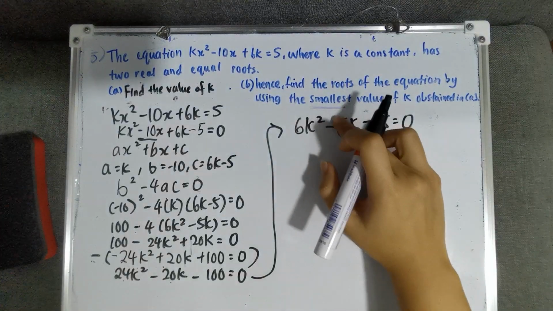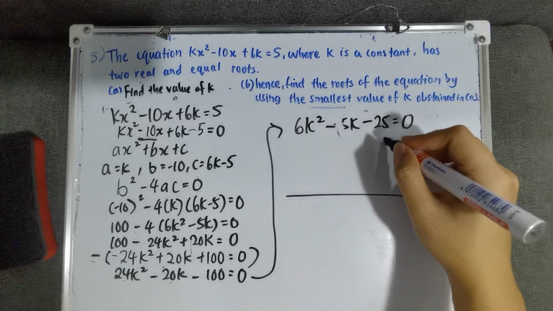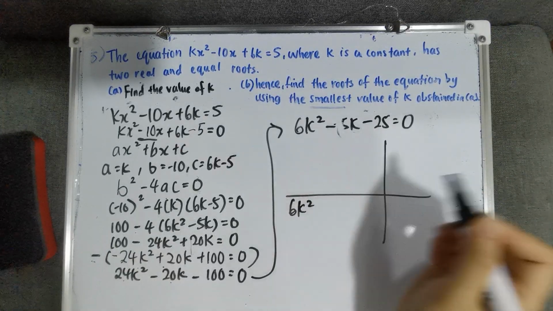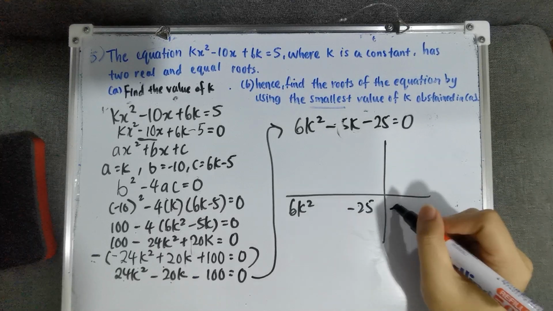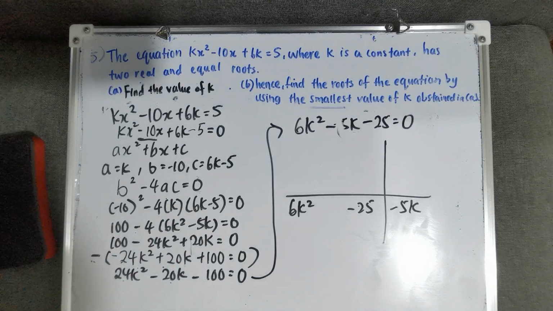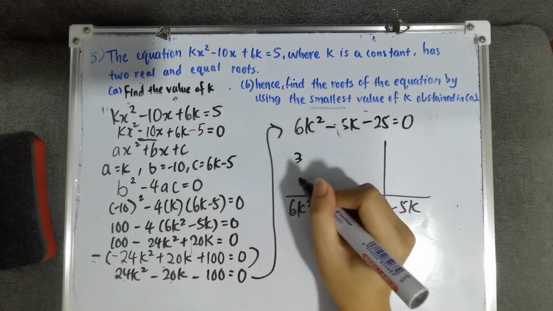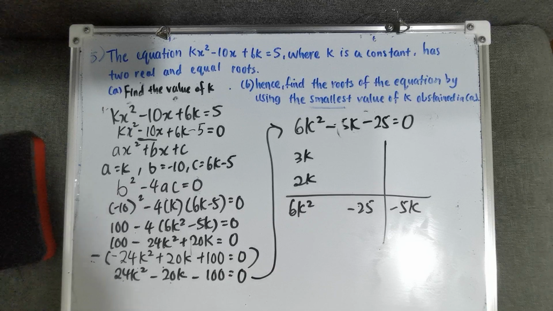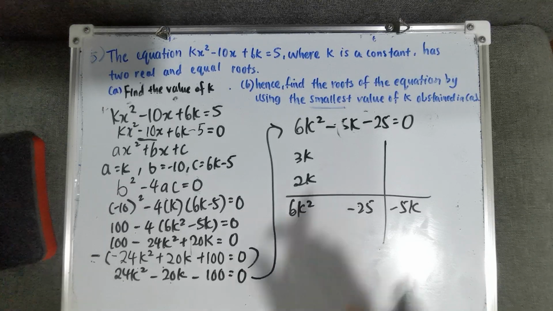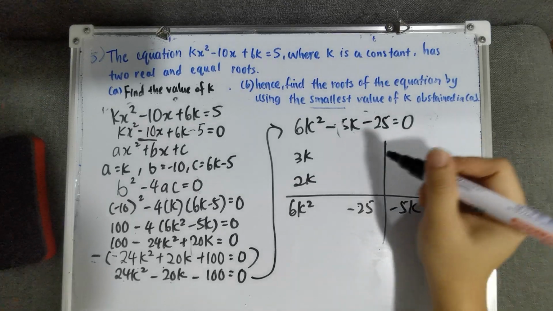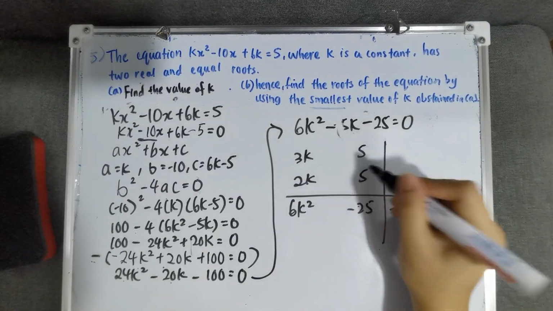Then after that, we have to use the cross method. We have to factorize. So 6k squared minus 5k minus 25. What number times what equals 6? 3 times 2, or 1 times 6. We use 3 times 2. 3k times 2k equals 6k squared. For 25, 1 times 25 equals 25, and 5 times 5 is 25. We use 5 times 5.